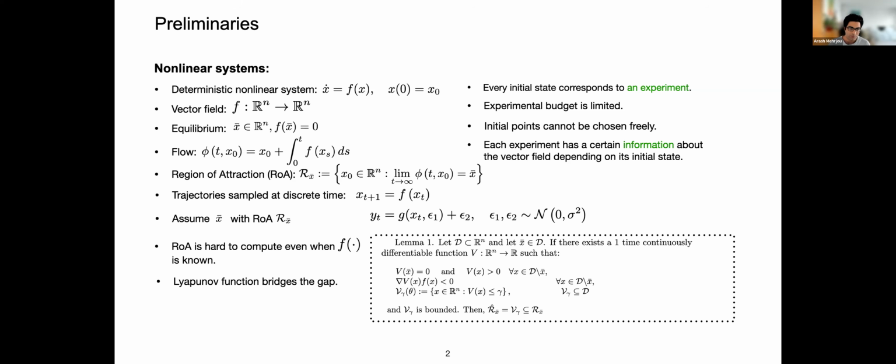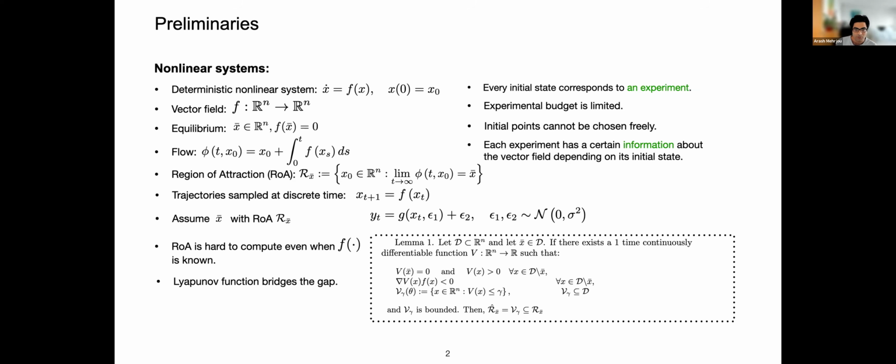The equilibrium of the system is where the vector field vanishes, which means that f of x bar equals 0. We also define the flow function phi t of x0 as the integration of the vector field over time.